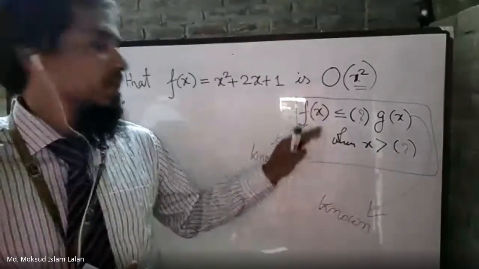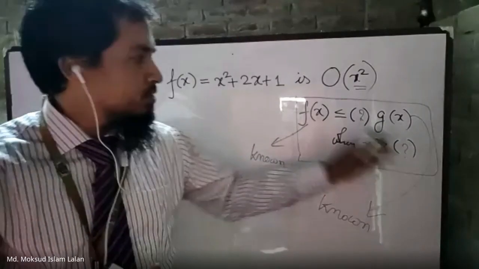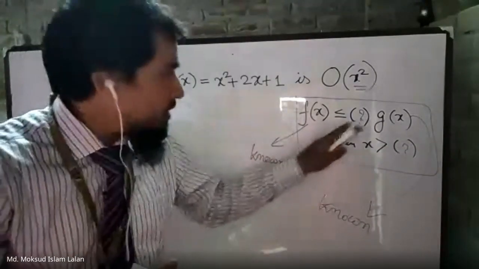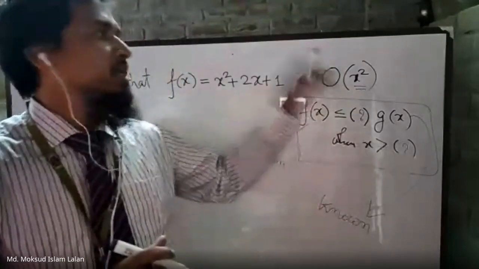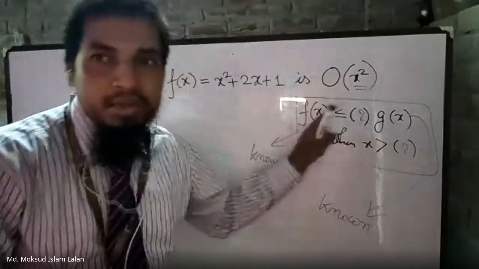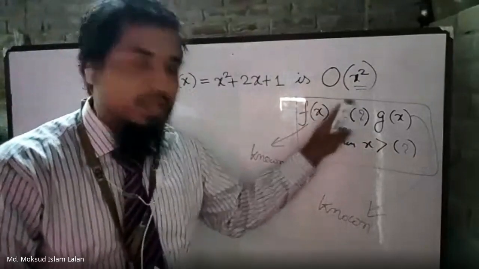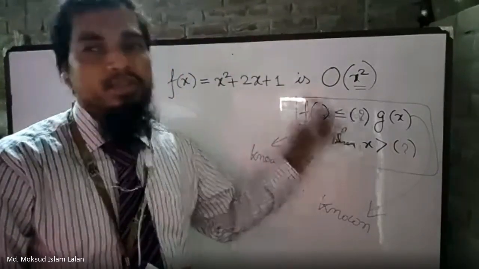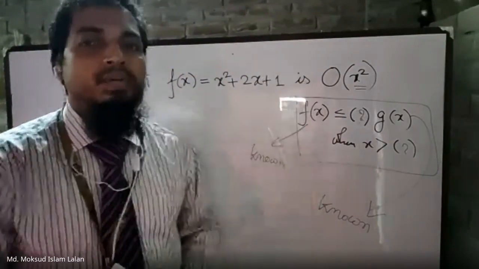I am just explaining how you can proceed. So these two unknowns you have to find out. If you are able to find these two unknowns, you can say yes, this is a big O. If you fail, if you cannot express f of x and g of x in this format, then you cannot say this is a big O. Is it clear?